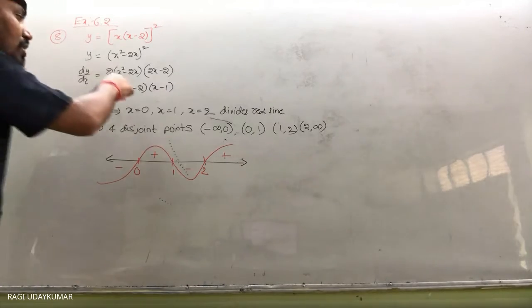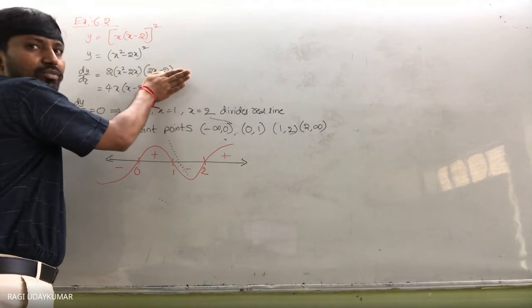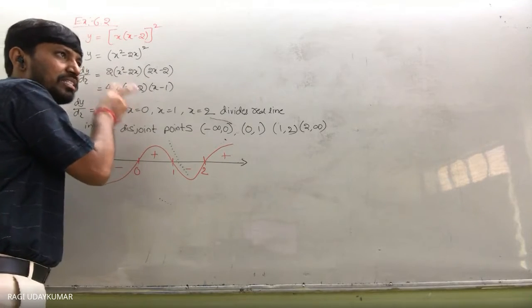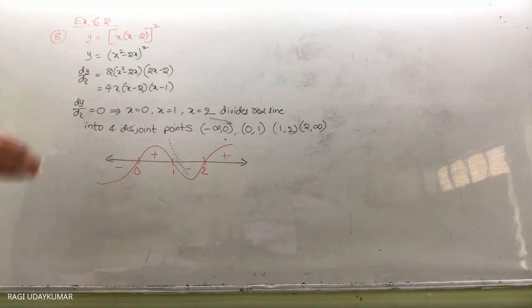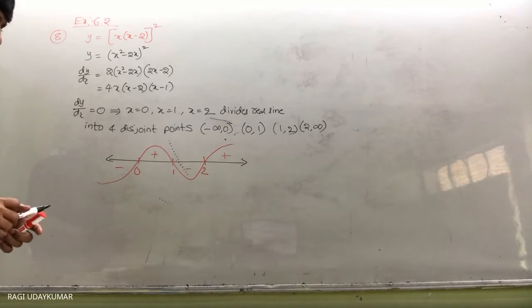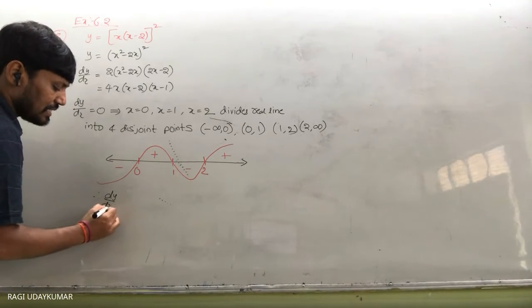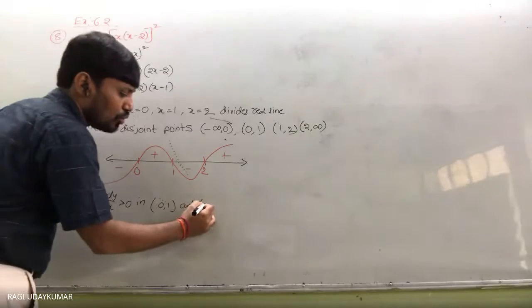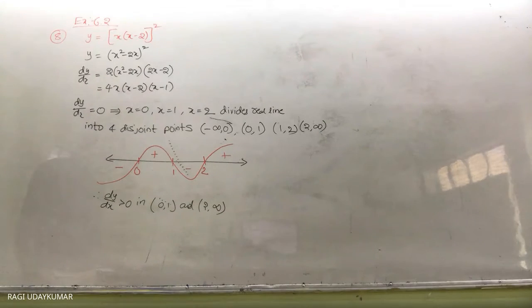But the thing is that here you are not going to consider the squares. Suppose a square is given, you are not supposed to take it into consideration because it is already positive. So whatever linear expressions are there, only those linear expressions should be taken into consideration. Did you get my point? So here you can say that therefore dy by dx is greater than 0 in 0 to 1 and 2 to infinity.